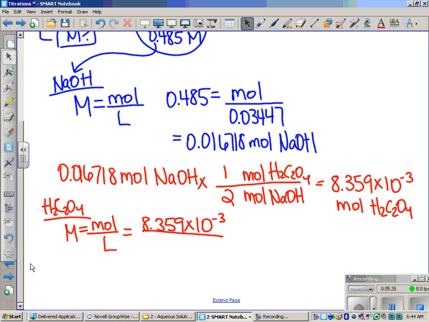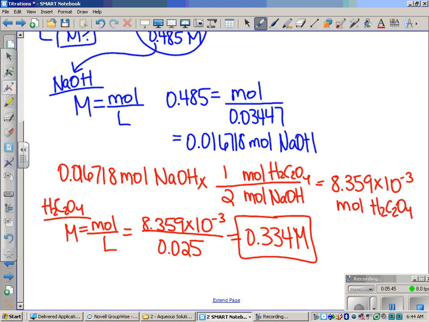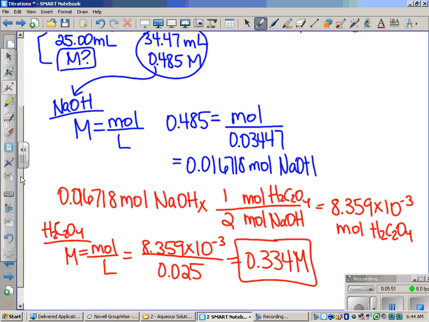There we go. Which I have up here at 25 milliliters. Milliliters needs to be in liters, so it's going to be 0.025 liters. I'm going to divide that, and I find out that my molarity of this acid must have been 0.334 molar. So again, it's what we did the other day.